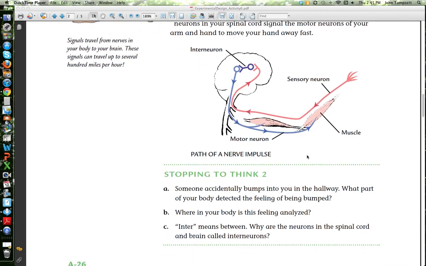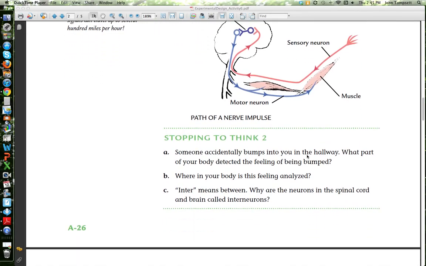Here is stop and think 2. Again, these questions should be answered in your science notebook. Someone accidentally bumps into you in the hallway. What part of your body detected the feeling of being bumped? Complete sentence, please. Where in your body is this feeling analyzed? And C, inter means between. Why are the neurons in the spinal cord and brain called interneurons?